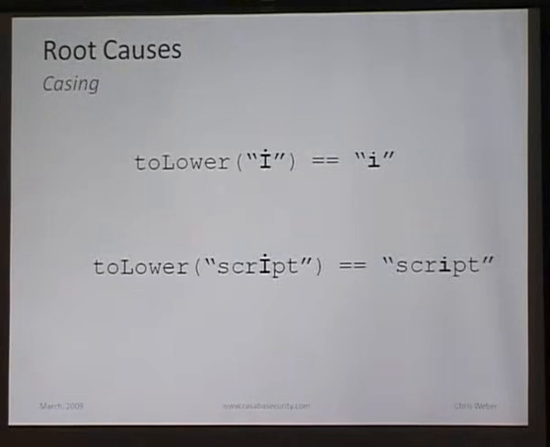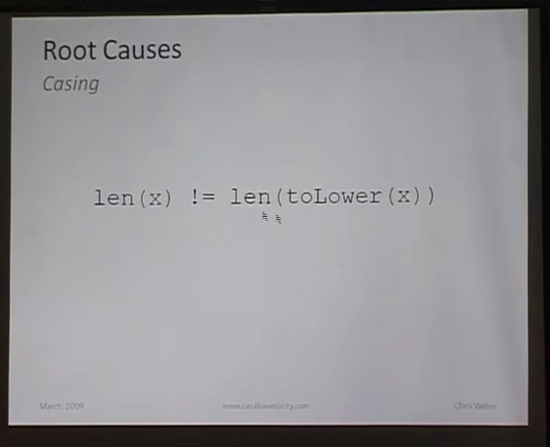Casing operations. This is a fun time. You can pull off attacks like this, where this is a Latin capital letter I with a dot above. When it's cast to lower, it becomes a regular letter I, so you can pull this attack off. Length operations, they're not equal.